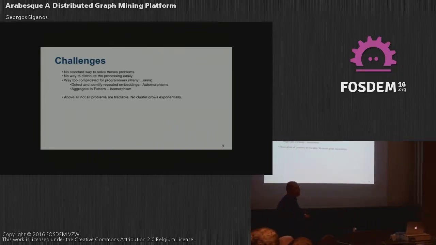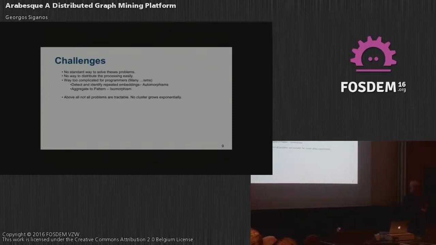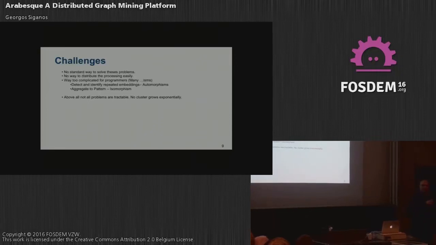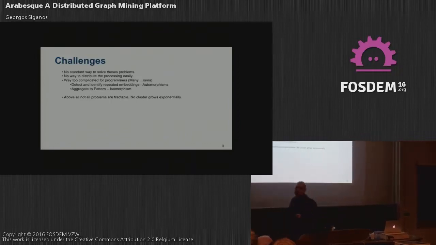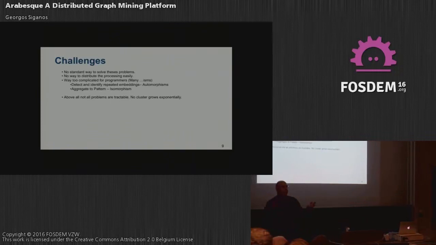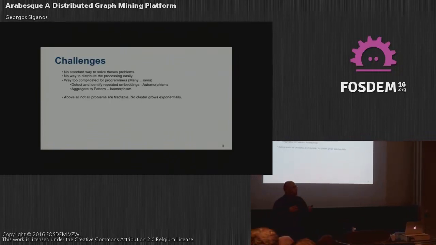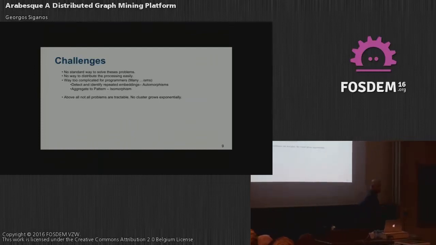The problems are the many isms that you have to solve. For instance, in order to detect and identify repeated embeddings, you have to do automorphism. Okay? What does automorphism mean? It means that while you're doing the exploration, you can see an embedding as 1 to 3 or 3 to 1. This is the same embedding, so you cannot take it twice. You have to discard one of them and keep only one. And the other problem is that you have embeddings, for instance the 3 to 1, and you want to know what is the isomorphic pattern that you can use in order to aggregate. And this is a very expensive operation.